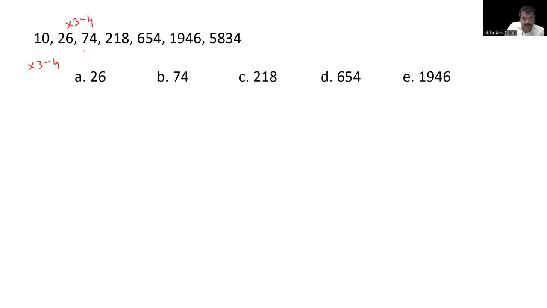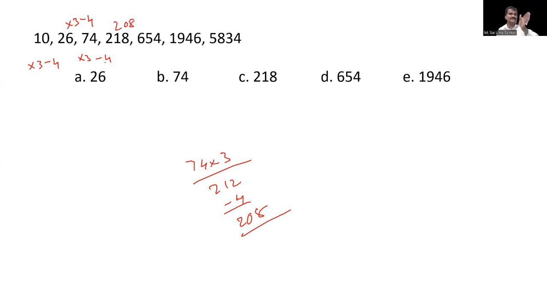What is the relation between 74 and 218? 74 into 3, that is 222 minus 4, then what happened? That is equal to 218. Suppose this is equal to 208, then this sequence satisfies. Okay, but here instead of 208, 218 is there. So what is the wrong number in the sequence? 218, which is a wrong number. That is the odd number, right? So what is the answer? Answer is 218.